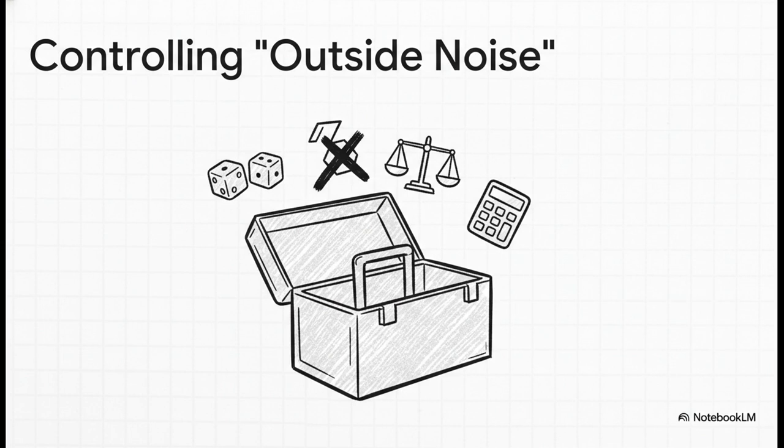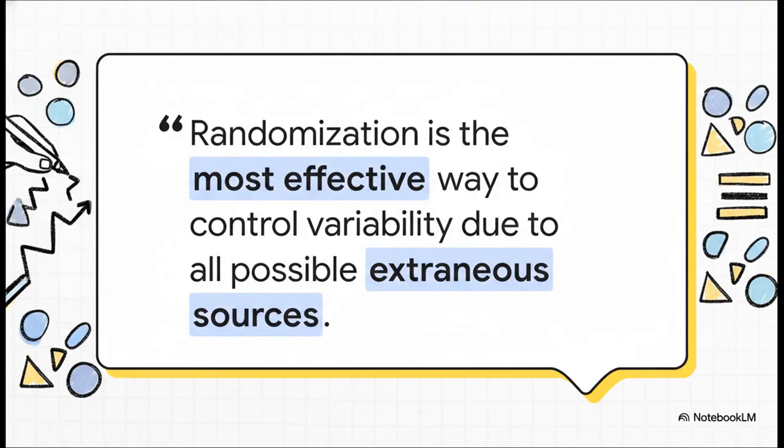You've got randomization, which is the big one we'll talk about in a sec, but researchers can also use elimination, which is pretty straightforward. You just remove a variable entirely. Then there's matching, where you make sure your groups are equal on a certain factor. And finally, statistical control, which is where you use some fancy math to adjust for differences after you've already collected the data. But really, the gold standard, the most powerful tool in the whole kit is randomization.